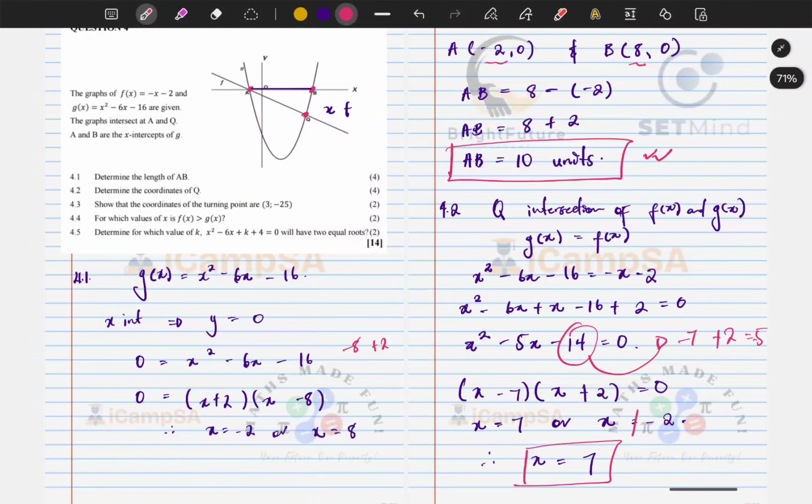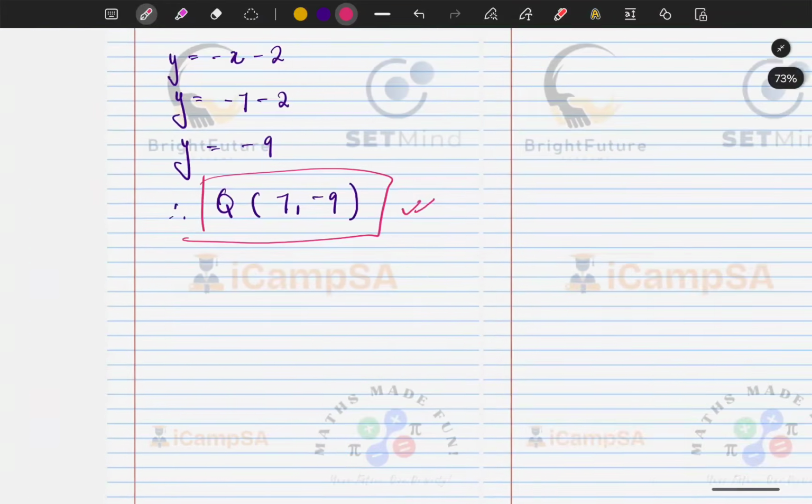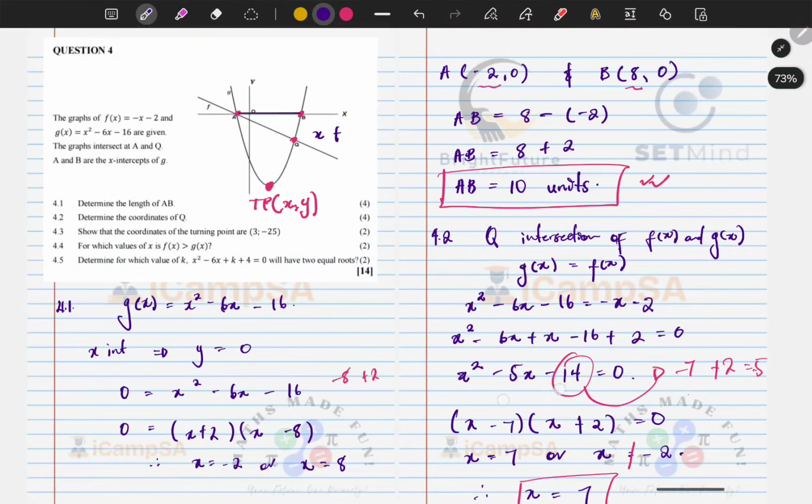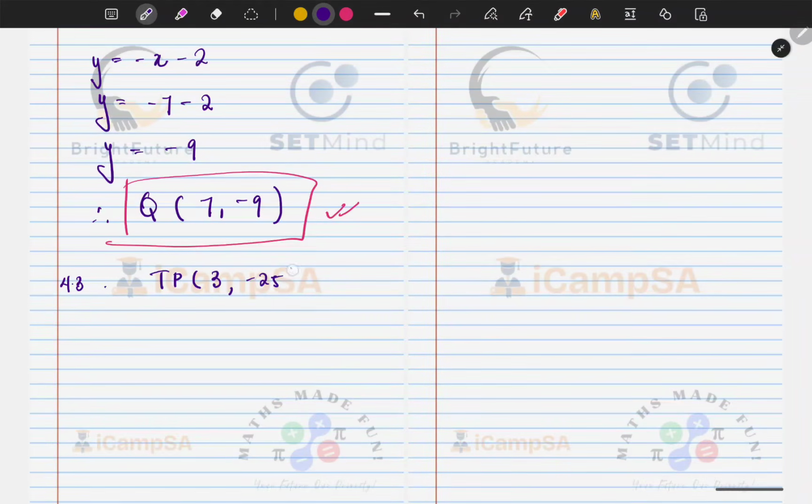So now let's look at 4.3. They're saying show that the coordinates of the turning point are 3 and negative 25. This is where your turning point will be. So we are at 4.3, and we need to show that the turning point is 3 and negative 25. Remember, we are talking about the turning point of a parabola.